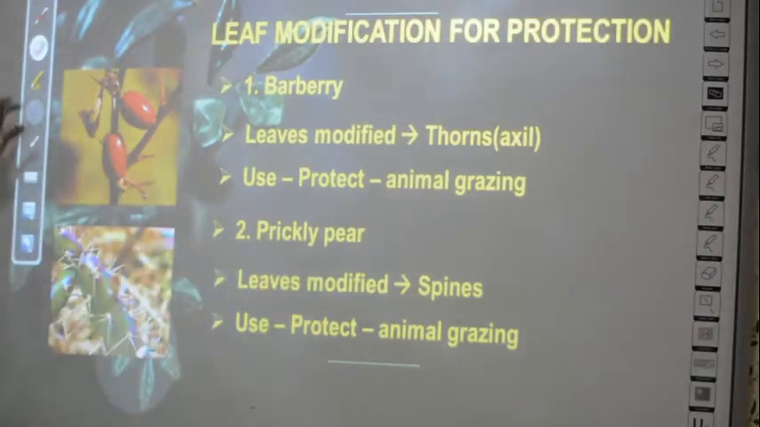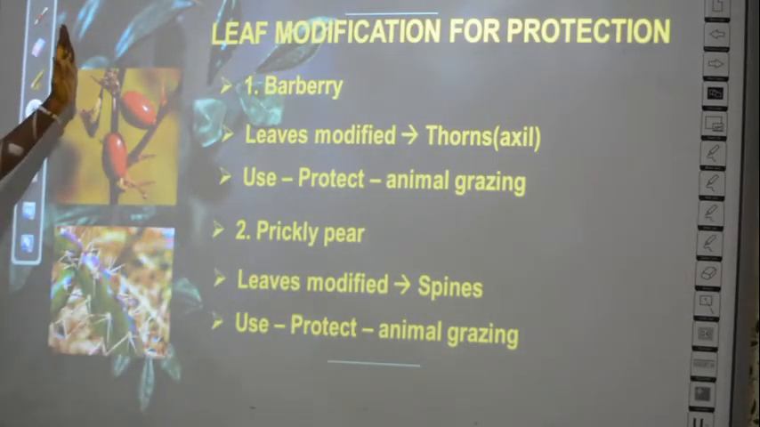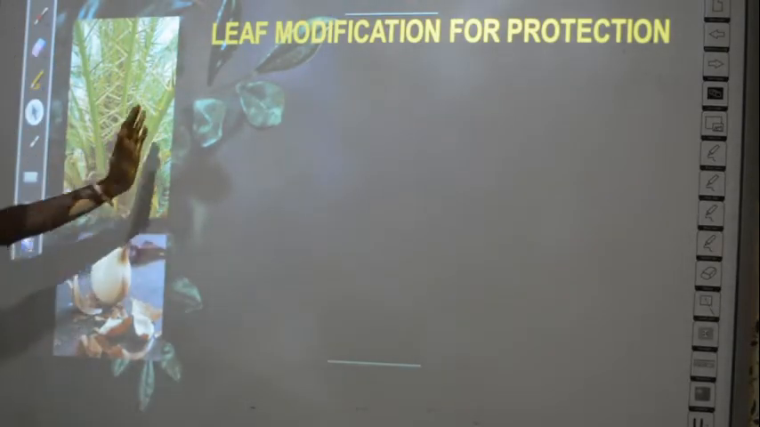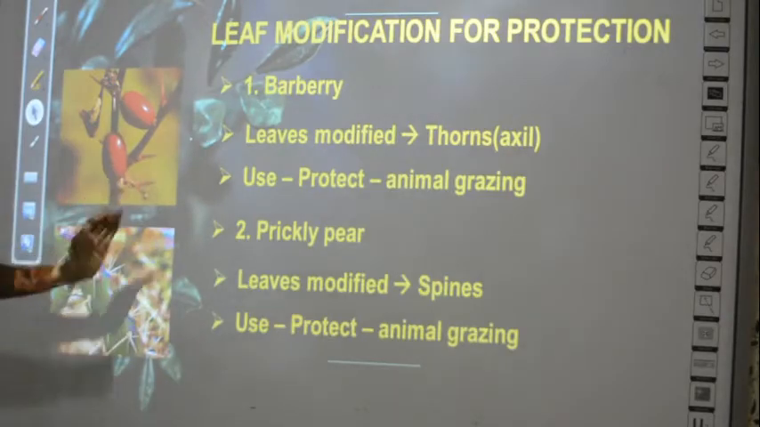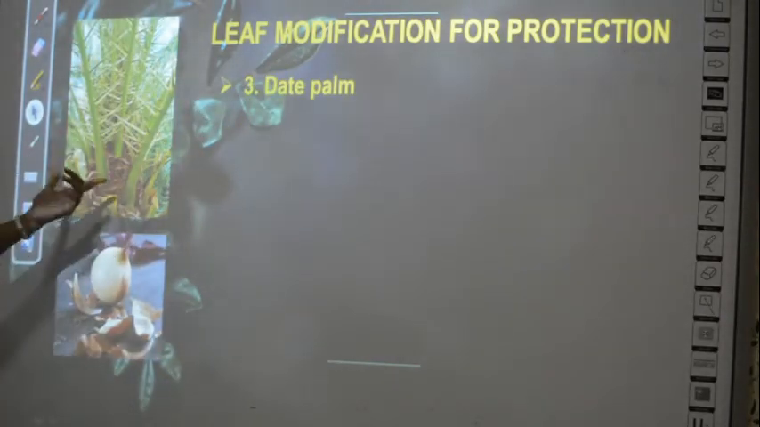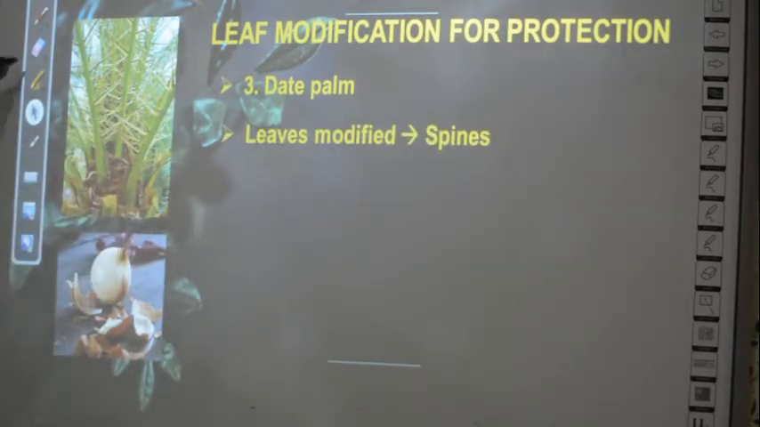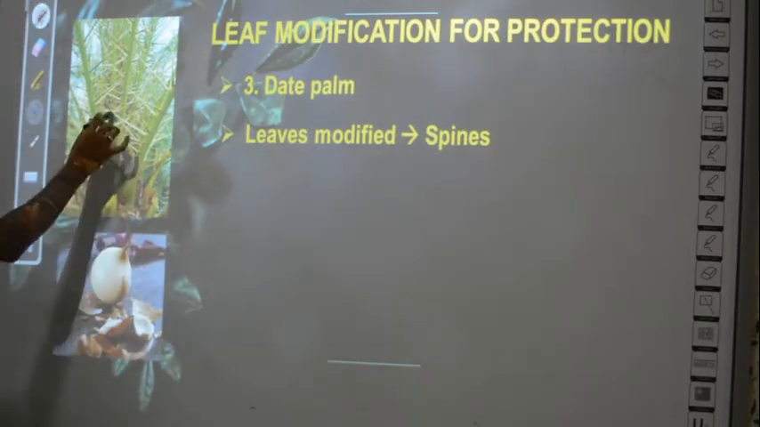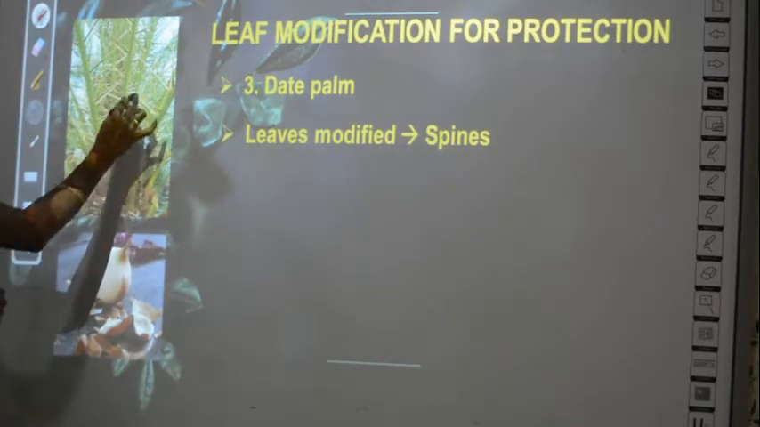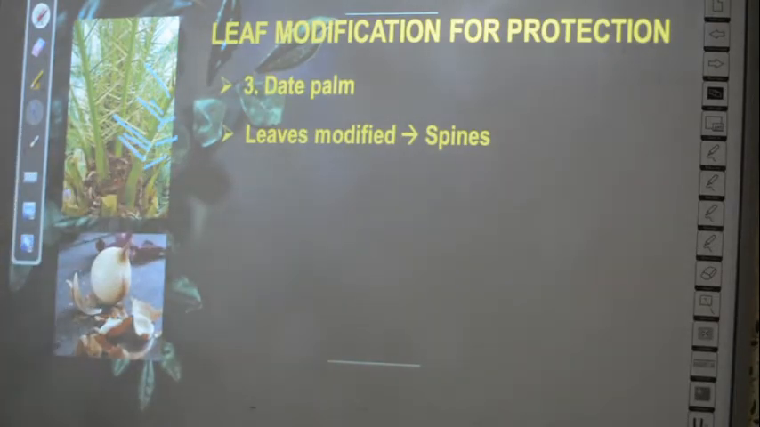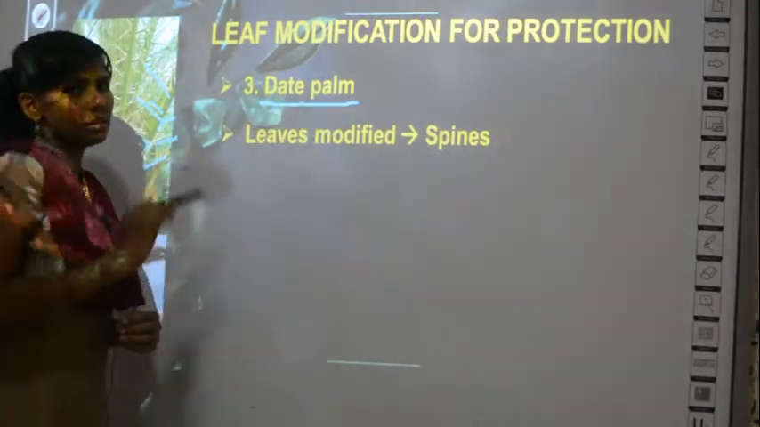There are 2 more examples given for modified leaves for protection. Okay, the third example is date palm. Here also you can see thorns or spines. Can you see spines here? There are many in number, no? They are called spines. All these are spines which will prick if you go near it. So the leaves are modified into spines in the case of date palm is the third example.